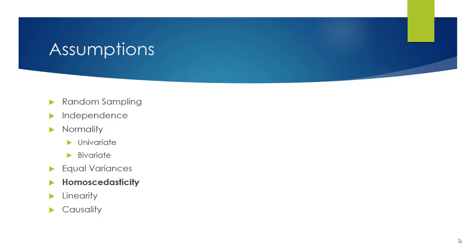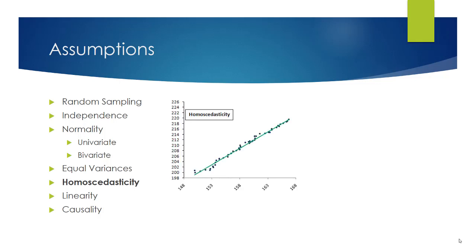Homoscedasticity. The idea here is the scores on y should have roughly equal variance across all levels of x, and x should have roughly equal variance across all levels of y. This is particularly important when we're looking at things like correlations and bivariate regressions. So here I have a scatter plot like one would see if we were looking at a correlation or a bivariate regression, where we have x and we have y, and we're looking at the scatter of scores around the fit line.